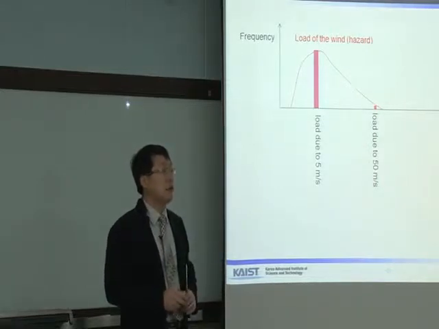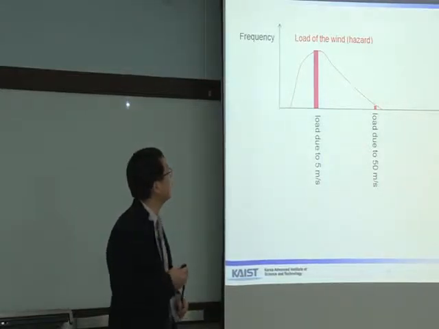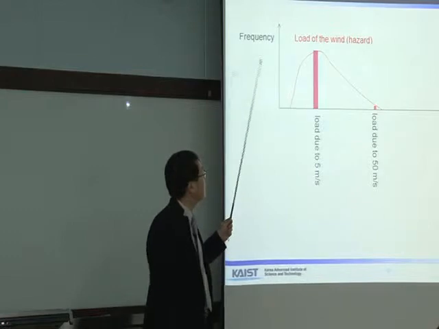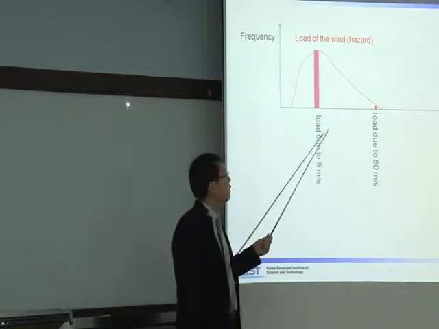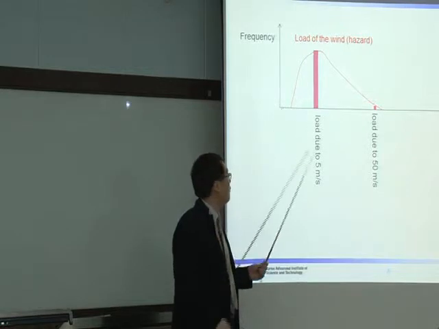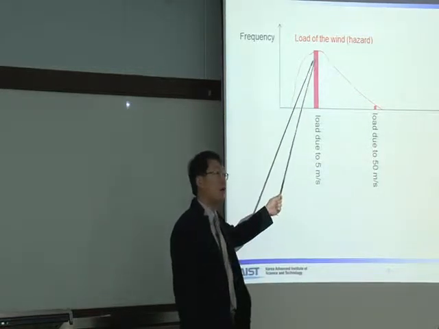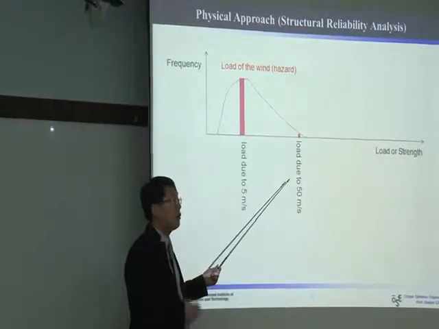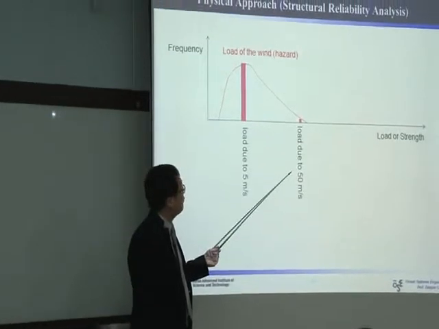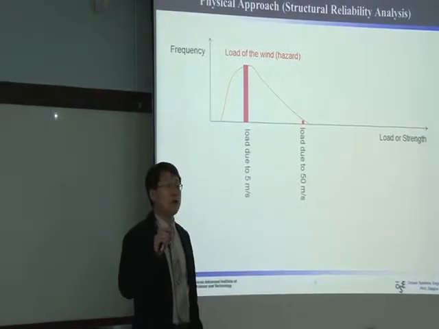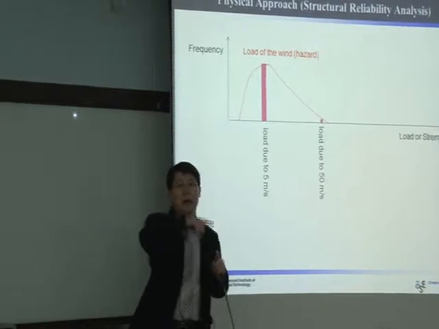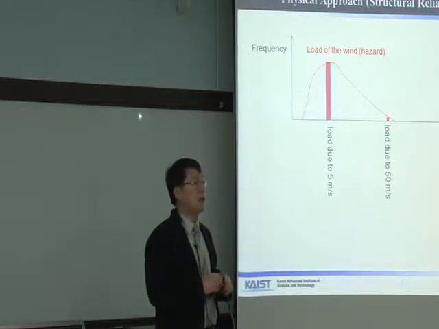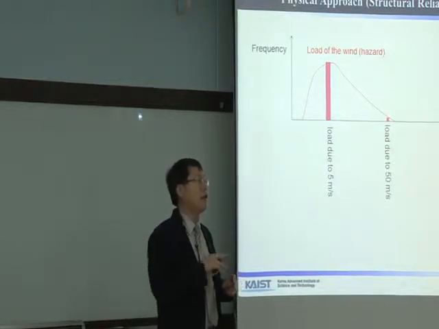So in a graphical sense, we can express it like this here. The y-axis is frequency. The x-axis is, in this case, load. So the 5 meters per sec load has higher frequency, and the stronger hazard, 50 meters per sec wind, has low frequency. So we can make a kind of distribution curve for all wind velocity. So you can say that the wind has a kind of distribution.